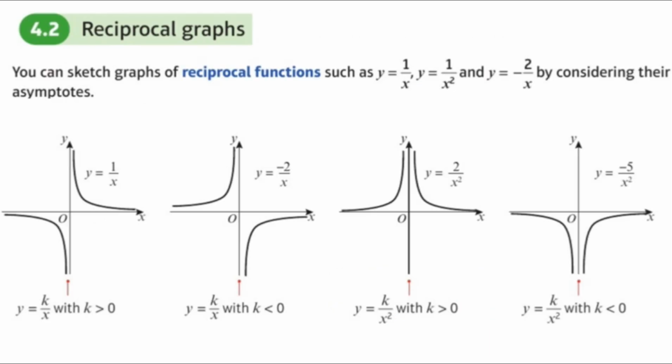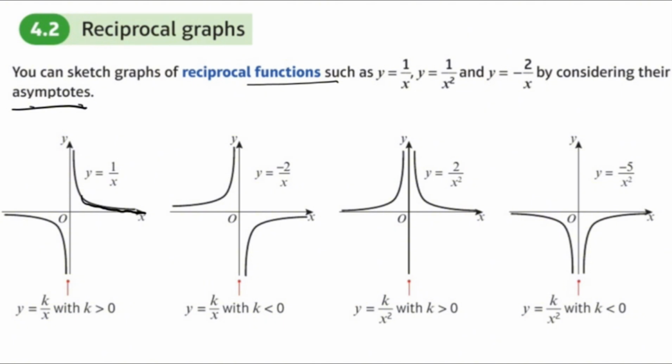Next topic is the reciprocal graph. You can sketch the graph of reciprocal functions such as y is equal to 1 over x, y is equal to 1 over x squared, or in negative y is equal to minus 2 over x, considering their asymptotes. Now what is an asymptote? An asymptote is a line which the graph approaches but never reaches. So for example, here the x-axis is the asymptote. The graph is going but never touches or intersects the x-axis. So here we can say the x-axis and y-axis are the asymptotes.